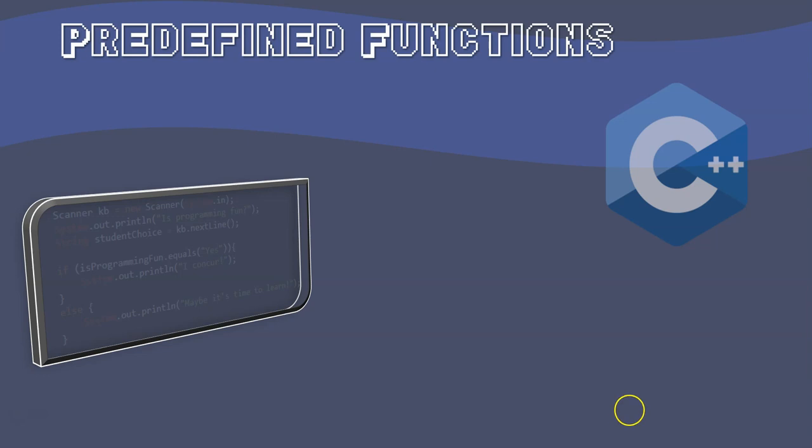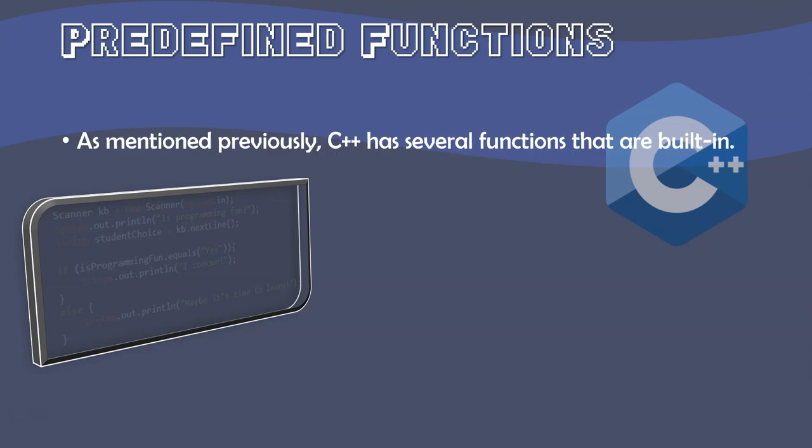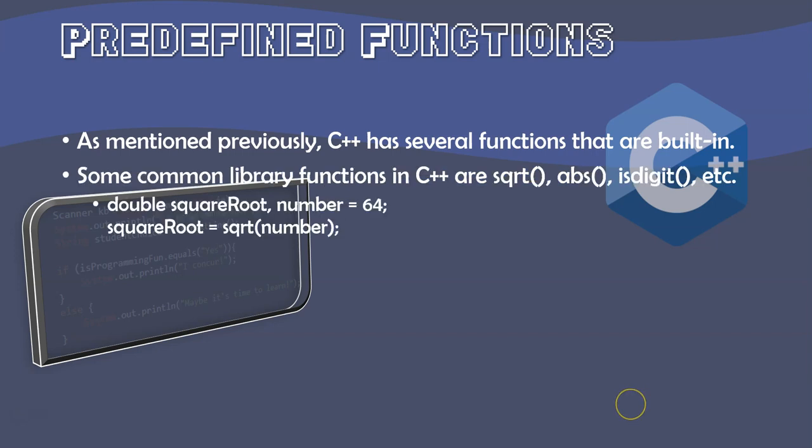Now, real quickly, I'm just going to discuss a couple of those predefined functions that C++ has. Those functions are built in, which means you don't have to go and create them. Some common library functions you might come across are things like square root, absolute value, isdigit, etc. In this quick snippet, you can see we have a double sqrt, and the number equals 64.